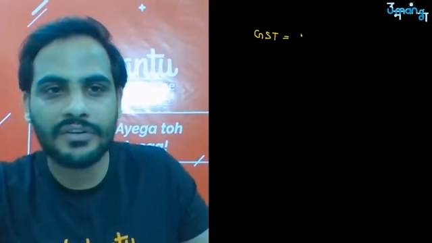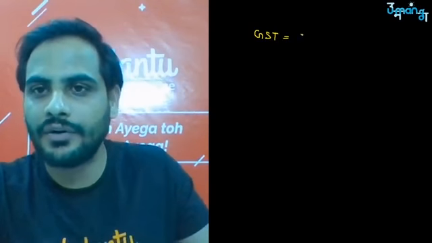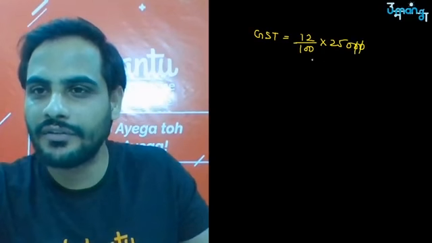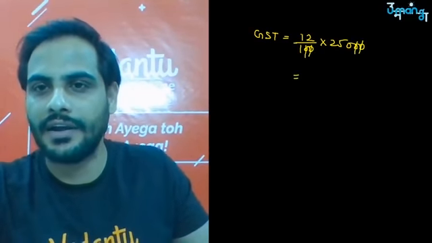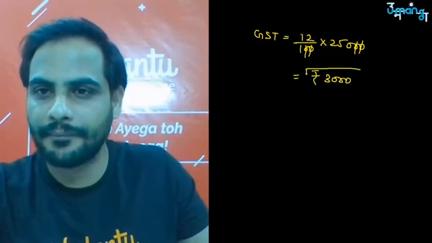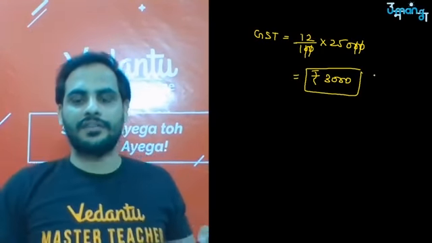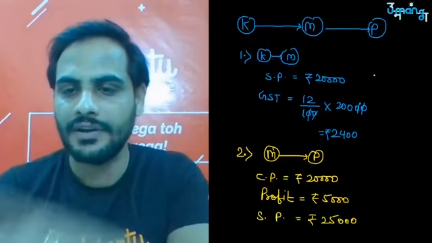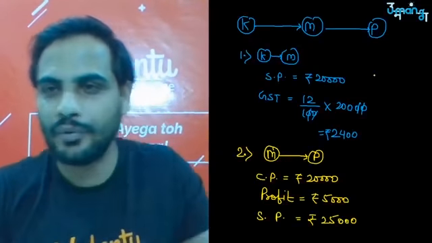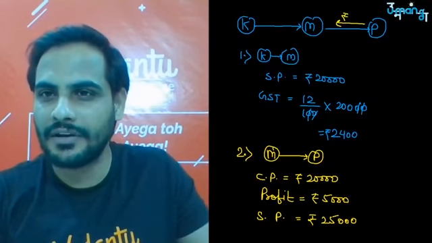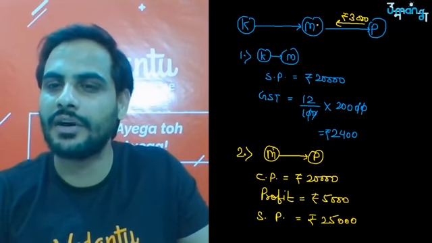Again, I can say GST will be how much it was? 12 percentage of 25,000. This two zeros got cancelled, and you can say rupees 3,000 is the GST. 3,000 is the GST paid by the person at Pune. Got it? So this Pune person has paid rupees 3,000 to Mumbai person. The dealer at Pune or the consumer at Pune has given 3,000 to Mumbai.